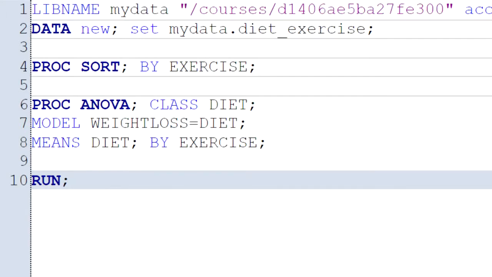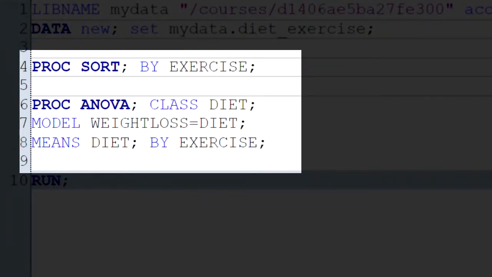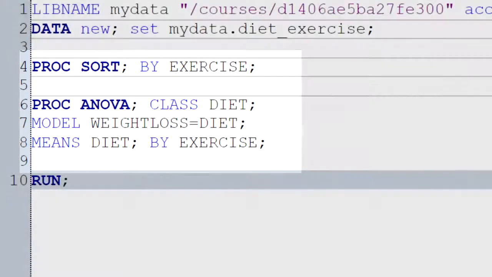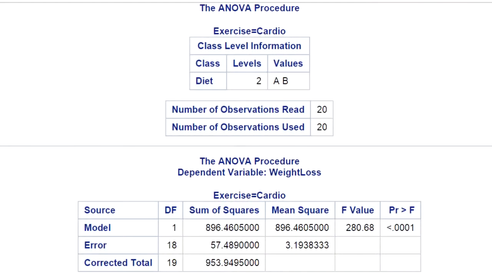The specific syntax for the diet and exercise example is shown here. In SAS, when we call in this example diet and exercise data set and run analysis of variance, you'll see the following results. The ANOVA table examining the relationship between diet and weight loss for those in the cardio exercise group shows a large F value and a significant associated p-value.